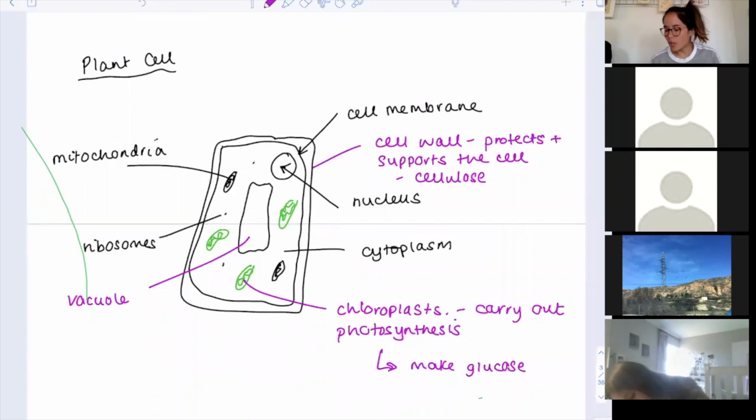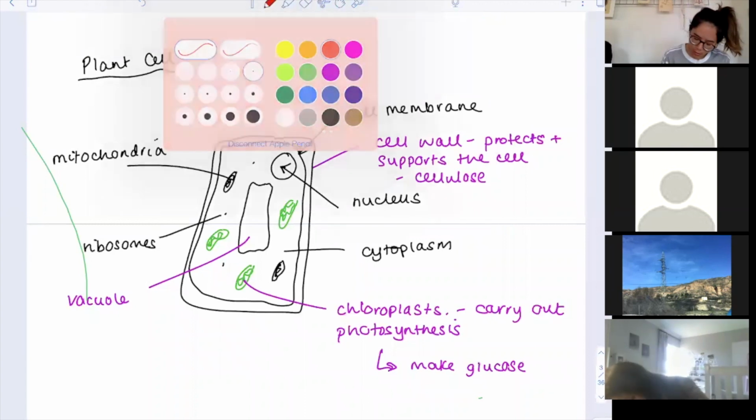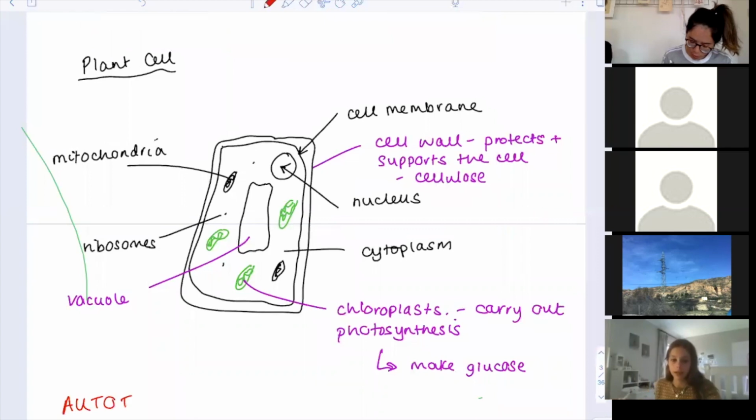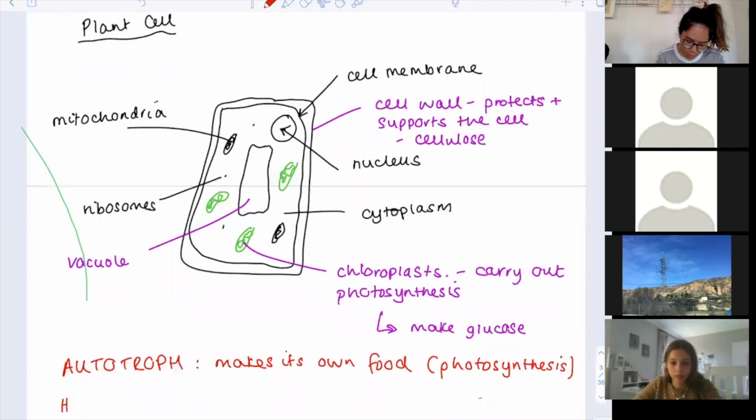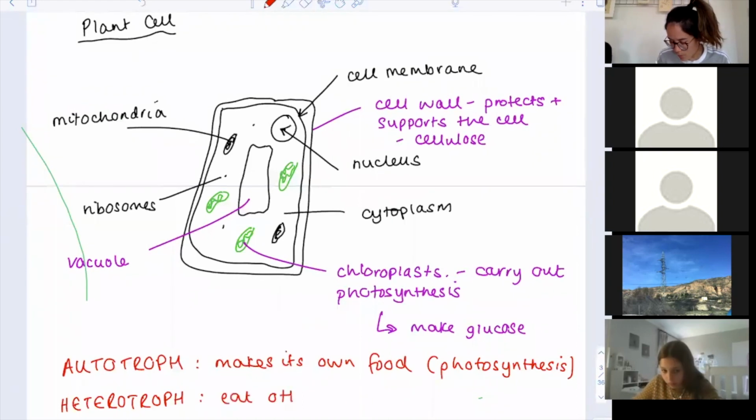Now this might be a new word for you guys. This makes plants autotrophs. Now an autotroph is something which makes its own food. And that tends to be by photosynthesis. So that's why plants are so incredible, because they make their own food. Whereas animals like ourselves, we are heterotrophs because we are not as good. Instead, we have to eat other organisms, whether that's plants or animals. We don't just sit in the sun and make our own food. We might get tanned, but we don't make our own food.